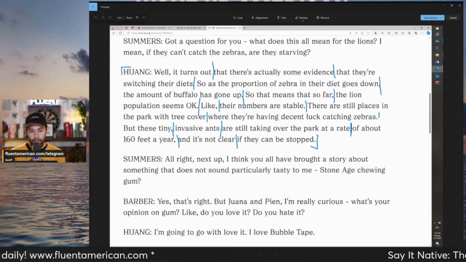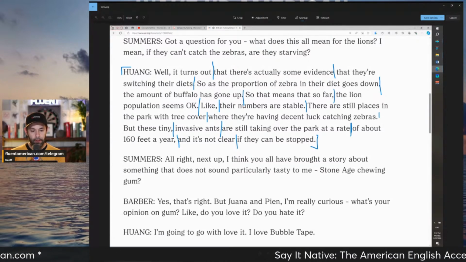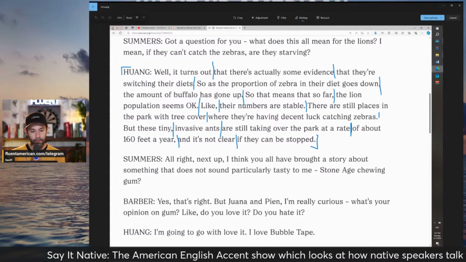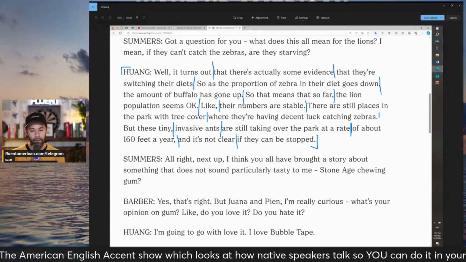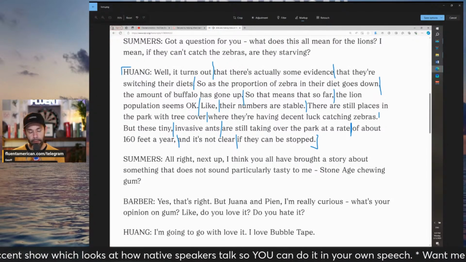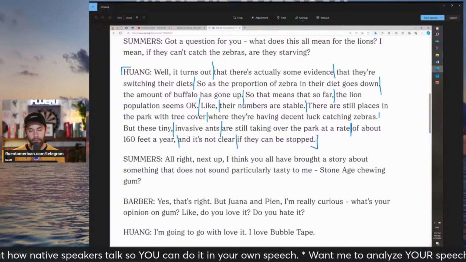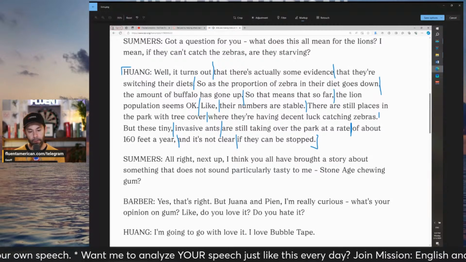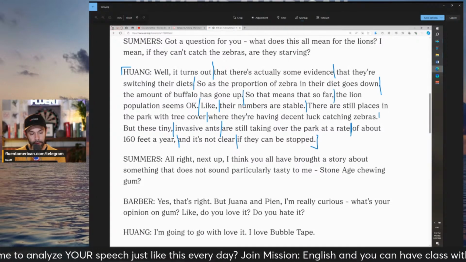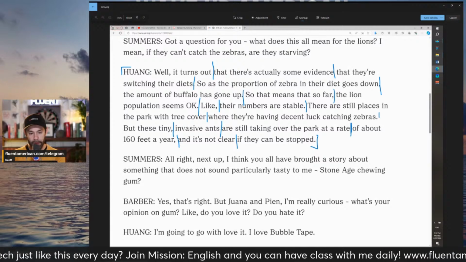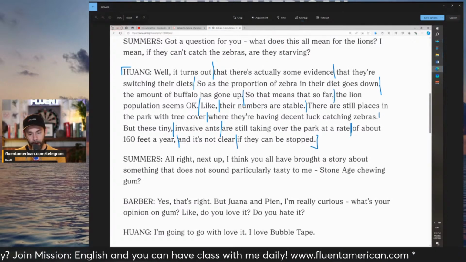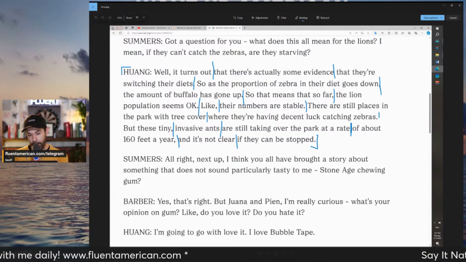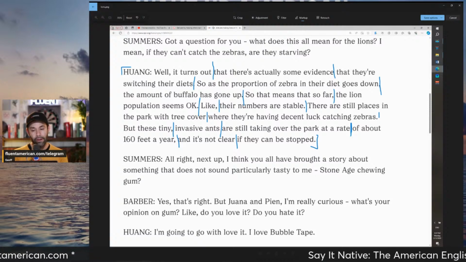Well, it turns out that there's actually some evidence that they're switching their diets. So as the proportion of zebra in their diet goes down, the amount of buffalo has gone up. So that means that so far, the lion population seems okay. Like, their numbers are stable. There are still places in the park with tree cover where they're having a decent luck catching zebras. But these tiny, invasive ants are still taking over the park at a rate of about 160 feet a year. It's not clear if they can be stopped. All right, ran out of breath there.